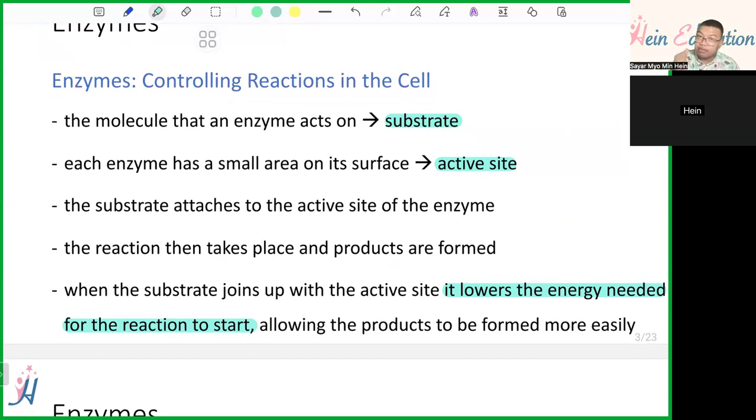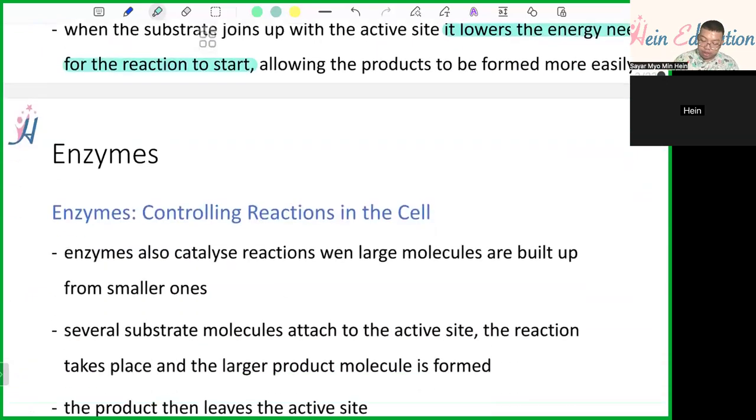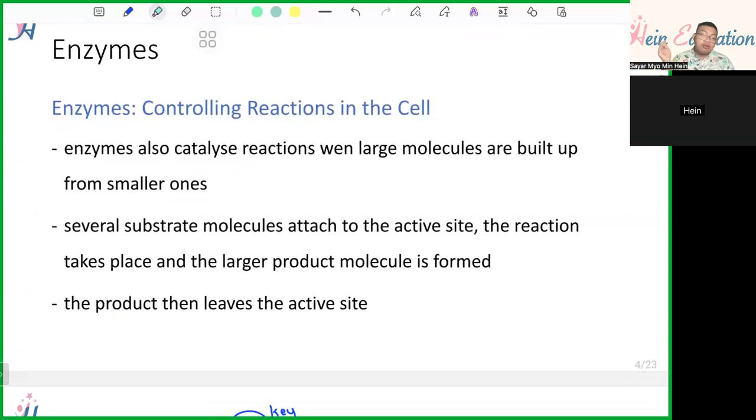You must be familiar with the terms enzyme, active site, substrate and end product. This is the important concept. Enzymes not only speed up reactions, they can also catalyze reactions where large molecules are built up from small ones. Several substrate molecules attach to the active site, the reaction takes place, products form, and then the products leave the active site, and the enzyme can start another new reaction.